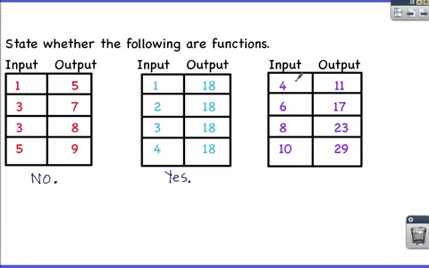And then finally, in our last example, none of the inputs overlap, and all we can see is that each input does have its own unique output, and so therefore this is a function.